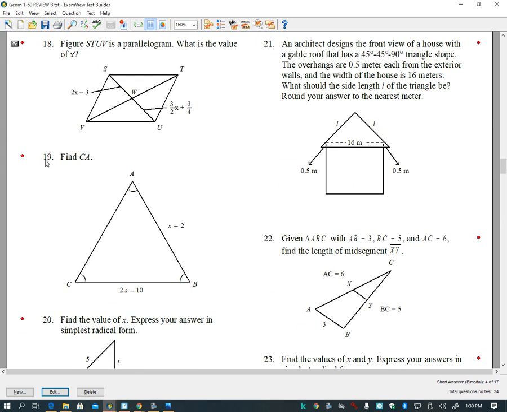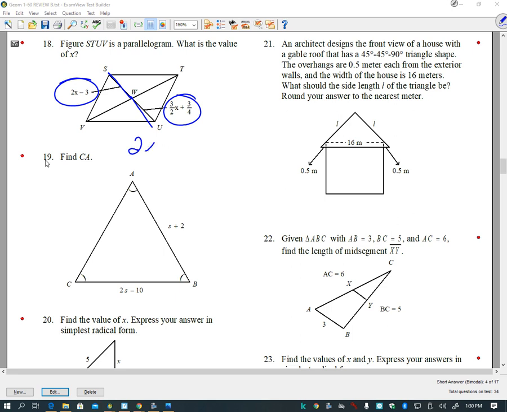Okay, 18. Figure STUV is a parallelogram. What is the value of x? What did we just talk about, the diagonals of a parallelogram? I wrote it up there. It was number 1. Diagonals do what? Bisect. Which means that SW is equal to WU, which means these two segments here are equal.